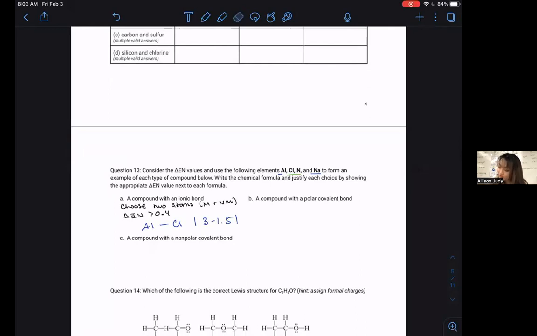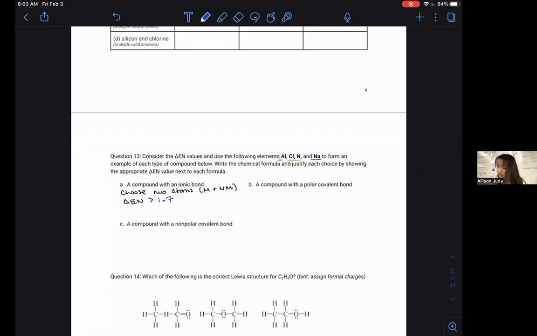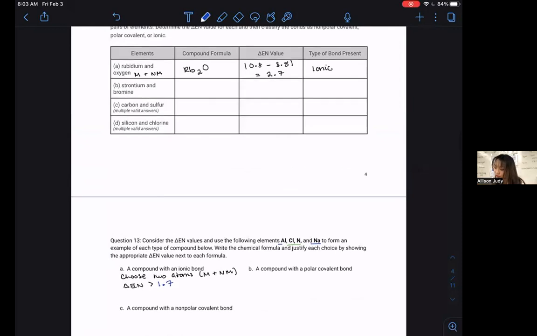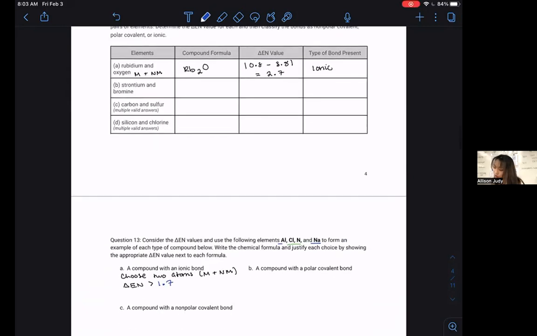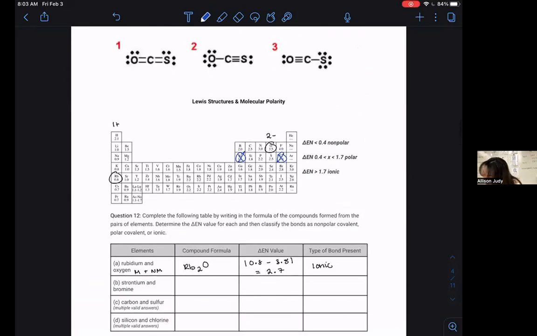Oh, I see. I made a mistake. I want ionic. Oops, sorry guys. I want my electronegativity difference to be greater than 1.7 to be considered ionic. I apologize. So when I look at aluminum chlorine, that won't work because it's only a 1.5 difference. So what about aluminum and nitrogen? Also a 1.5 difference. So that won't work.